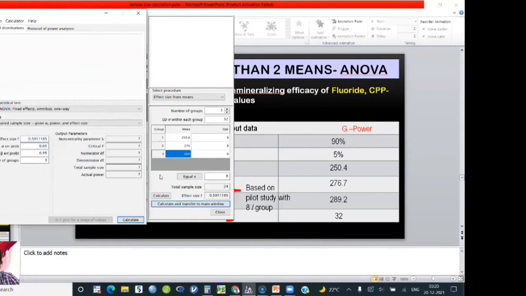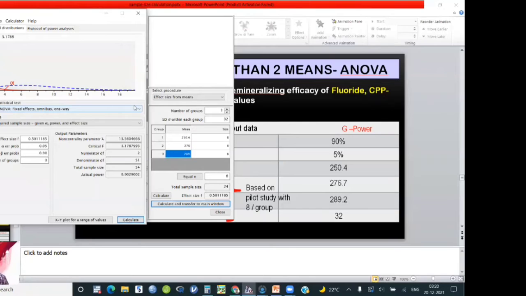Now I am transferring this effect size to the main window. Yes. What is the power here? 90. Okay, I'm changing the power to 90. Number of groups 3, alpha value 0.05. Effect size we have calculated from the pilot study, and power 90%. Let us calculate the sample size. Sample size is 54, which means 18 per group is going to give adequate statistical significance.